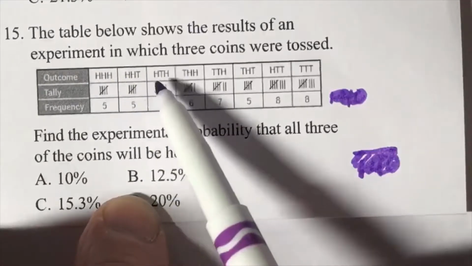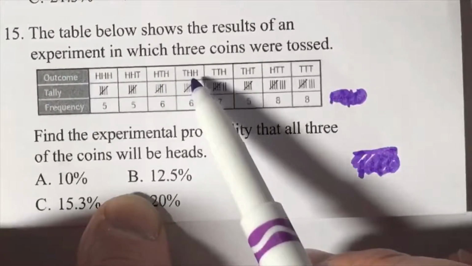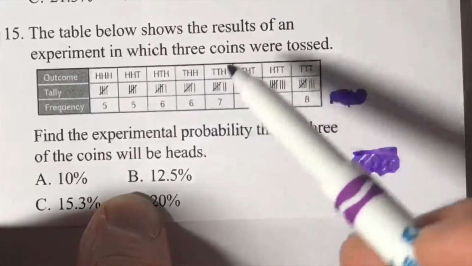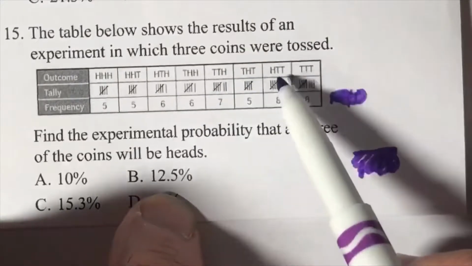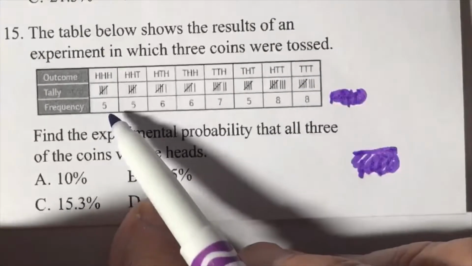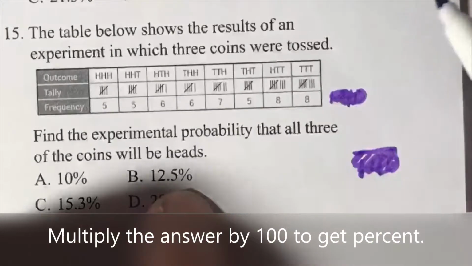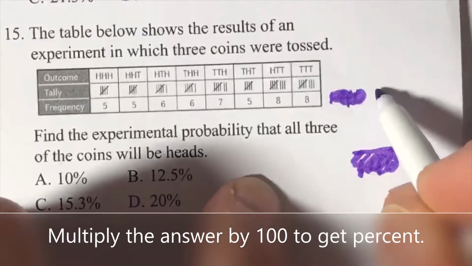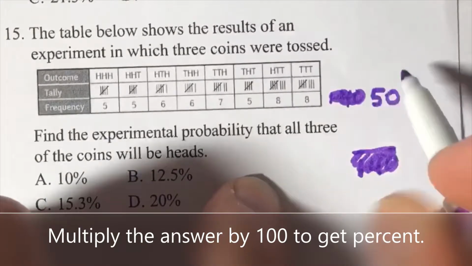The next one would be in order: heads, heads, and then tail. There was 5 of those. Heads, tails, heads, 6. Tails, then heads, then heads, 6 of those. Tails, tails, heads, tails, heads, tails, heads, tails, tails, and then tails, tails, tails, right? We need the total number of outcomes in this experiment, which will be a total number of 50. That's going to be your denominator.